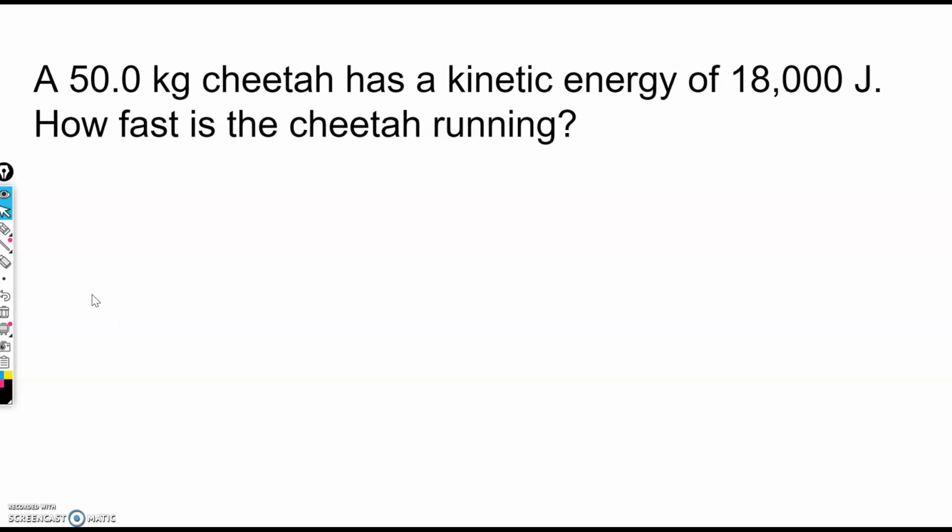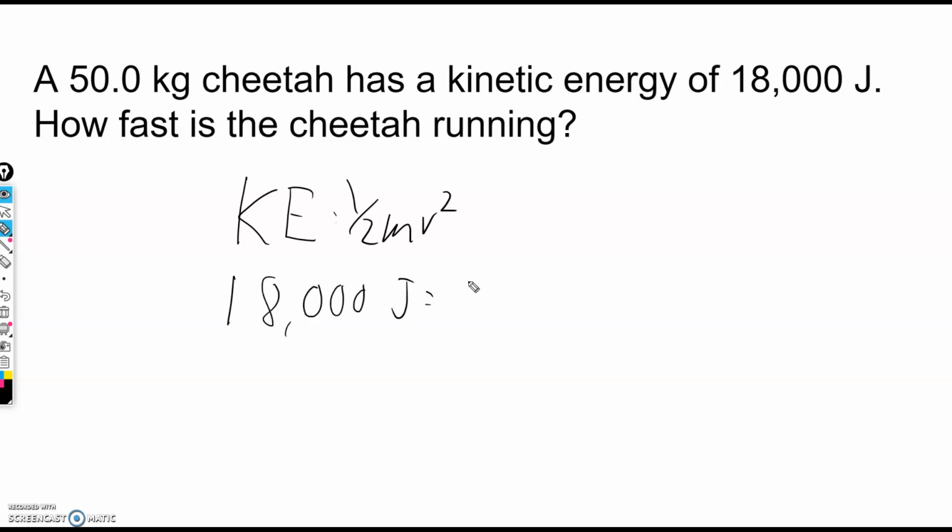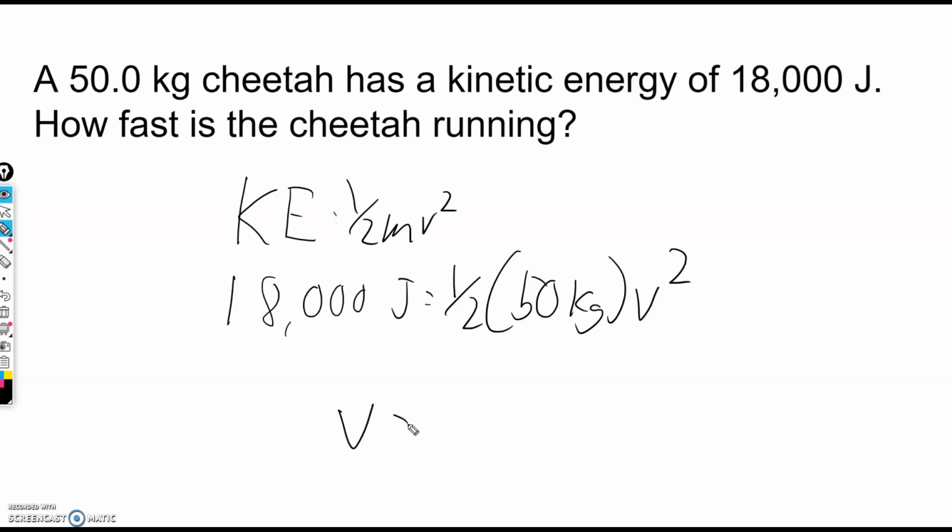Let's look at one more real quick. Let's say we have a 50 kilogram cheetah, has a kinetic energy of 18,000 joules. How fast was he running? So let's look at our equation again. 1/2 mass times velocity squared. His kinetic energy we know when he was running was 18,000 joules, equals 1/2. We know the mass of the cheetah is 50 kilograms. And then we're going to try and find this velocity. So once we do all that, remember at the end we'll have to take the square root of our last number to get velocity by itself. Don't forget that.